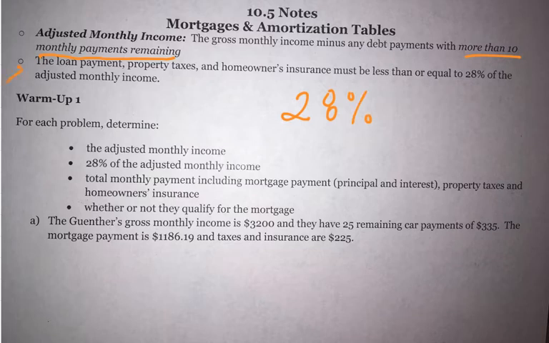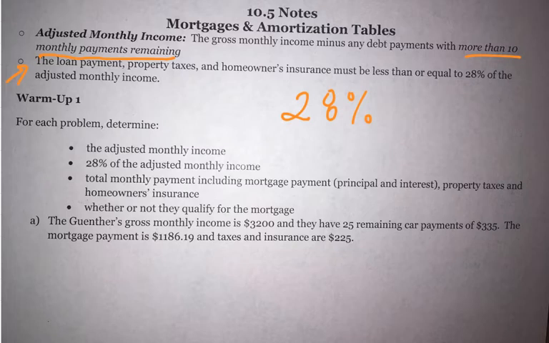So we have another magic number, and this magic number is 28%. If you look at the second bullet point, the loan payment, property taxes, and homeowner's insurance must be less than or equal to 28% of the adjusted monthly income. The reasoning behind that is that if your cost of living to pay your rent or your mortgage is greater than 28%, then it is highly likely that you will not have enough money to survive and you will fall behind in your payments. So your loan payment, property taxes, and homeowner's insurance must be less than or equal to 28% of your adjusted monthly income.